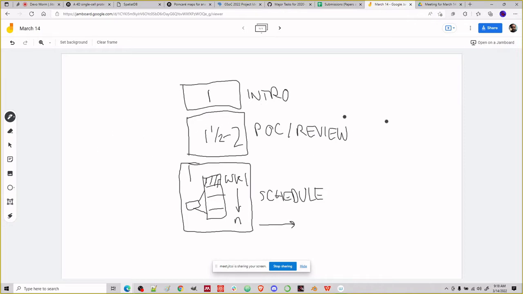Then there's about a page and a half or two, or maybe even more, of proof of concept or review. This is where you go through the procedure that you're proposing and explain it, and then maybe do some samples. You get some images, run them through your algorithm, and show that at least it works in principle. You might show some pictures of cells being segmented, or some diagrams to show how the algorithm works.